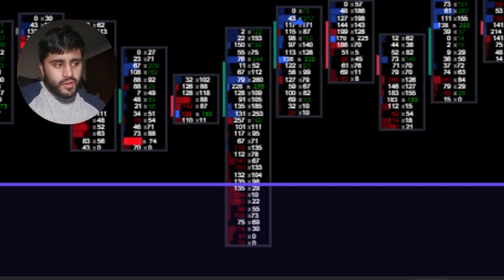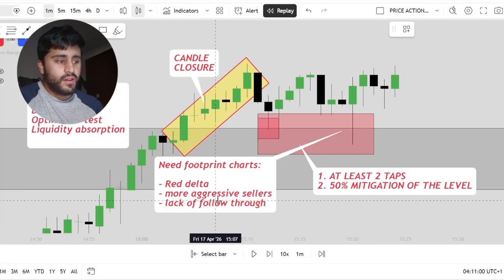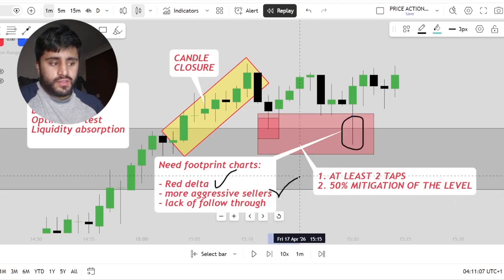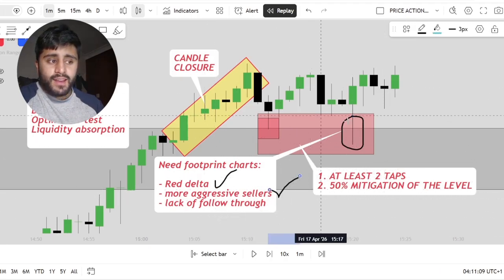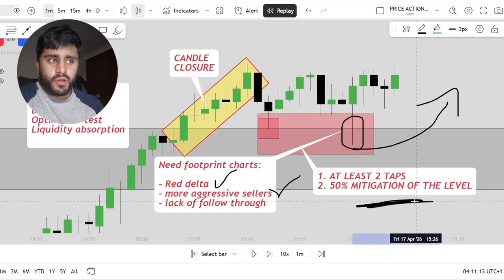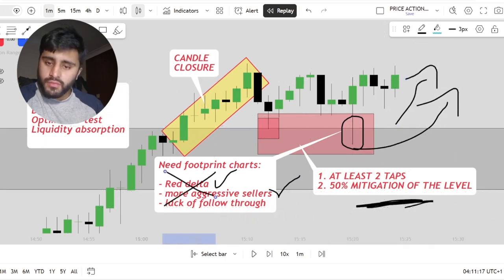So if you look here, this was a green candle. Half of the candle was full of aggressive selling. So we had the same sort of idea over here. So lots of red delta, especially in this wick, right? Lots of red delta, tons of aggressive sellers, and we had a lack of follow through. If we had follow through, we would have broken below here. But the fact that we broke above here means that those sellers failed.